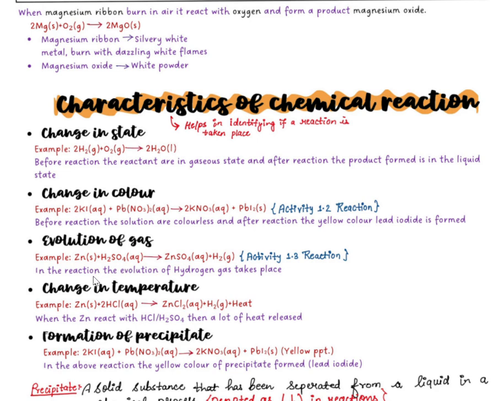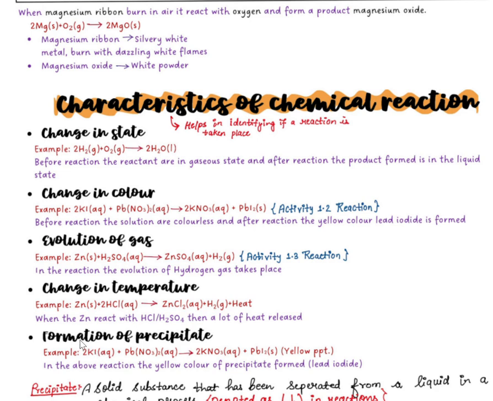Another characteristic is change in temperature. When zinc metal reacts with hydrochloric acid, zinc chloride is formed, hydrogen gas is evolved, and heat is produced. So this is an example of an exothermic reaction. When zinc metal reacts with hydrochloric acid or sulfuric acid, a lot of heat is released. So it is a highly exothermic reaction.